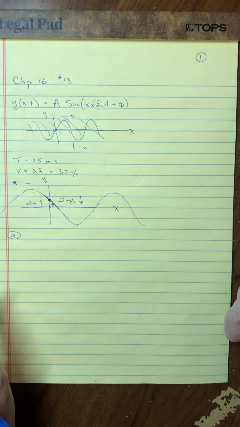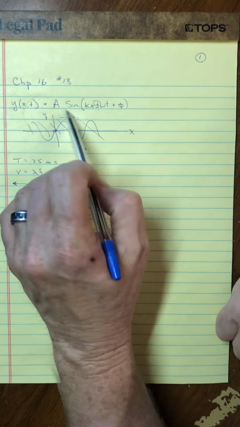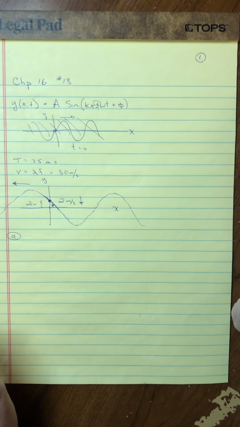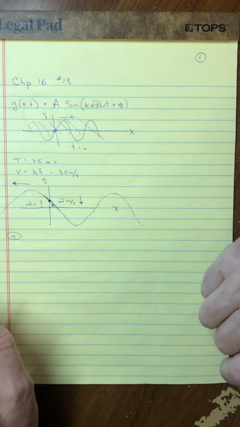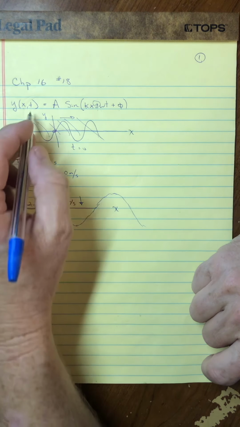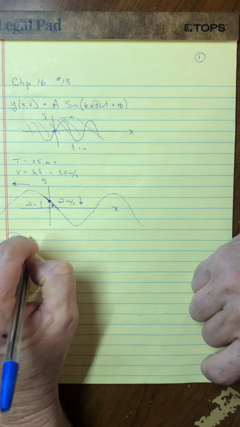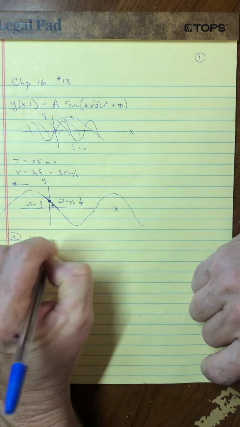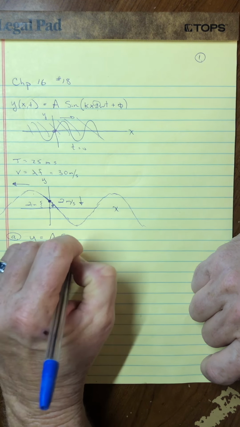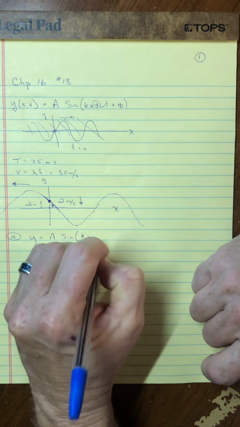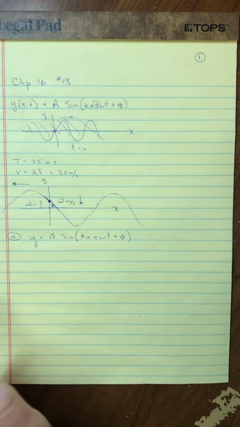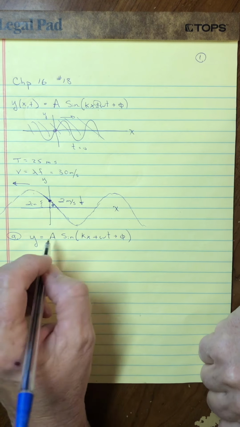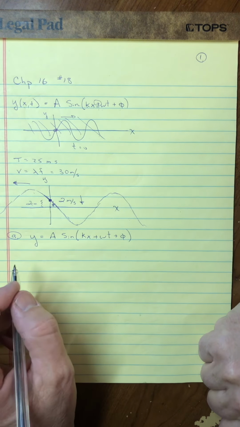What is the initial phase? All right, so they're looking for these two things. So maybe I will put it this way. The general equation I'll just write down again: y equals some amplitude times sine of kx plus omega t plus a phase. And if we know everything but one of these, we can solve it.